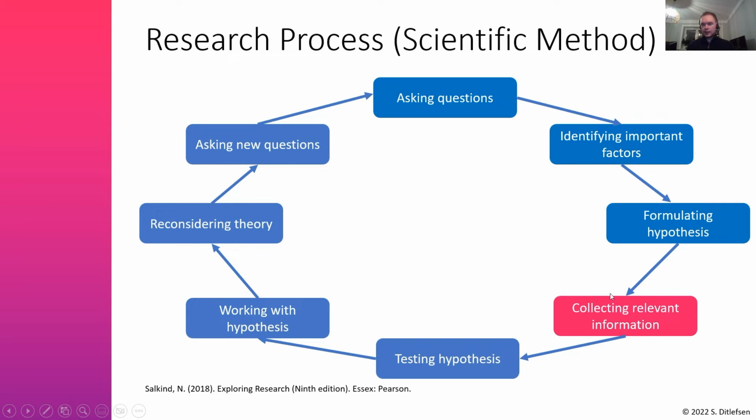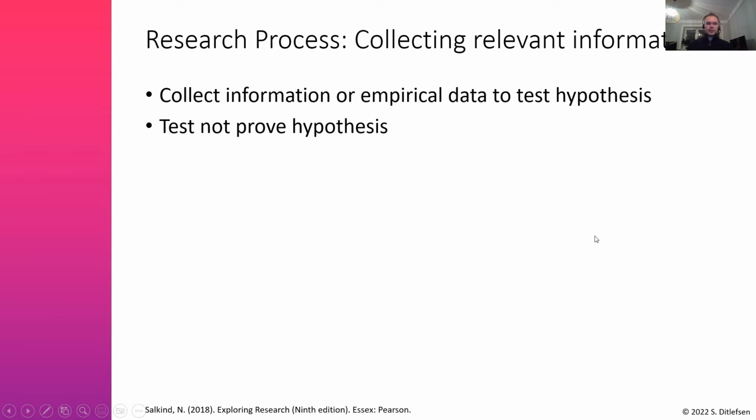Next, we need to collect the relevant information. So collect information or empirical data to test the hypothesis. And we want to test, not prove the hypothesis. So let's do the first one first. Collect information or empirical data to test hypothesis. And have a look at this word here, it's or. We can either collect information or collect empirical data.